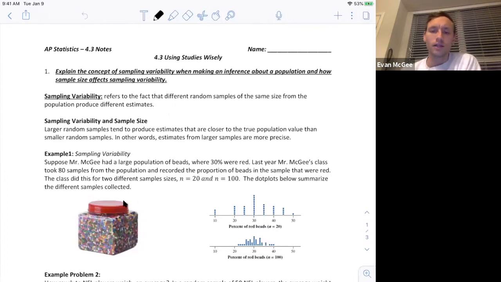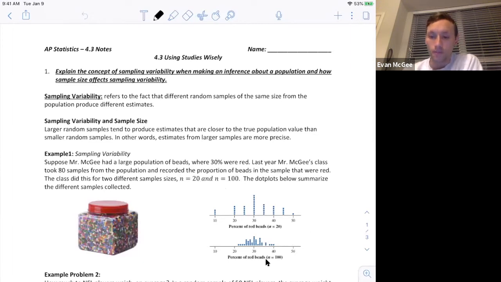So I have a jar of beads at school, and 30% of the beads in the jar are red. Last year, I had my class take a total of 80 samples from the population, and they recorded the proportion of beads that were red in those samples. And we made a dot plot. We did it for sample sizes of 20 and sample sizes of 100. These are the two dot plots that summarize what the distributions of the samples look like.